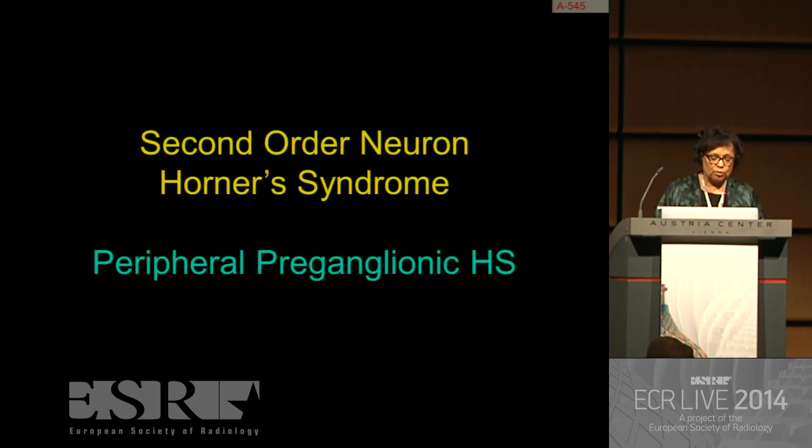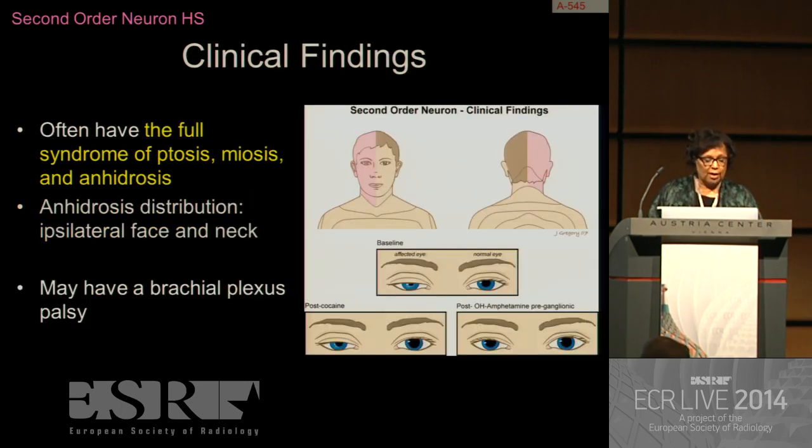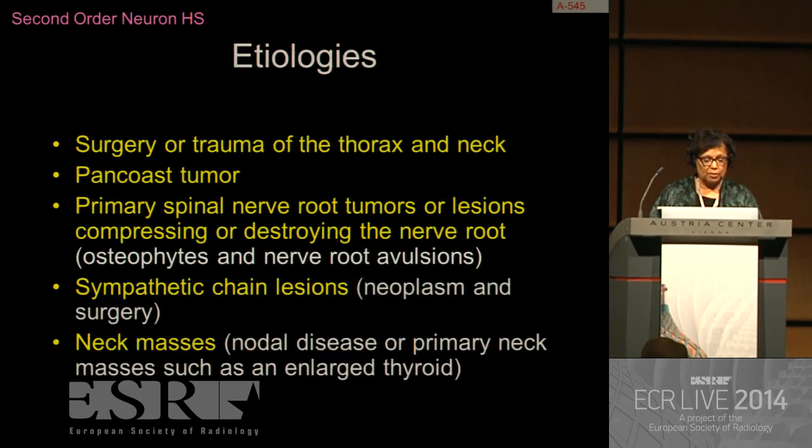So let's look now at the second-order neuron Horner syndrome, or the peripheral preganglionic Horner syndrome. And again, these lesions can occur anywhere from the second-order neuron itself to before where its postganglionic fibers synapse in the third-order neuron. And the majority of the preganglionic Horner syndromes occur in this distribution, in this location. And the clinical findings, they're going to have the full syndrome of ptosis, miosis, and anhidrosis. The anhidrosis is ipsilateral to the face and neck, and sometimes these patients may have a brachial plexopathy as well.